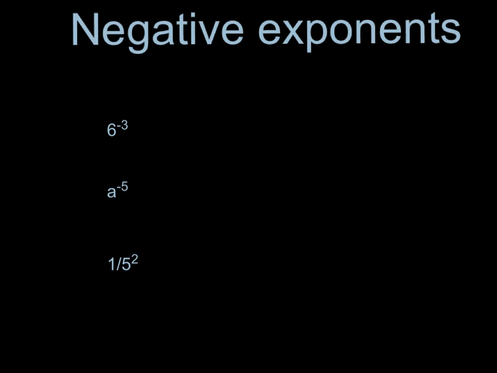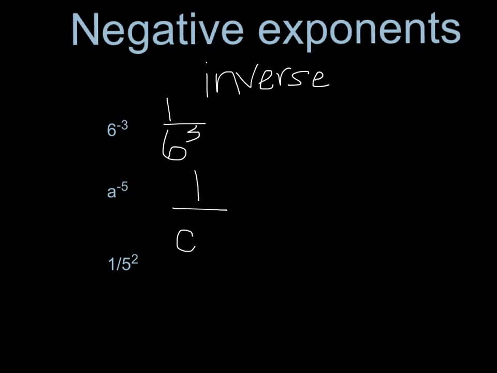The rule for negative exponents is that we use the inverse. So the inverse of the first example problem here, 6 to the negative 3 power, would be 1 over 6 to the third power. Once we put 1 on the top, that negative sign goes away. So just 1 over 6 to the third power. Same for the second one. A to the negative fifth would be 1 over a to the fifth power.